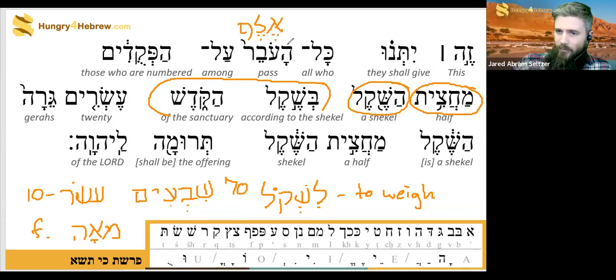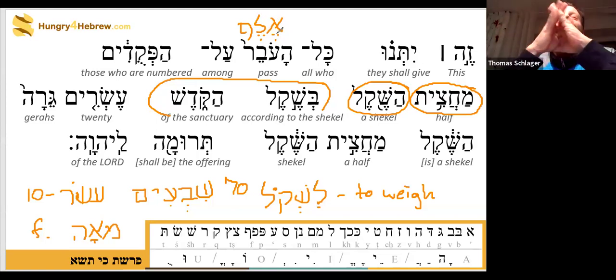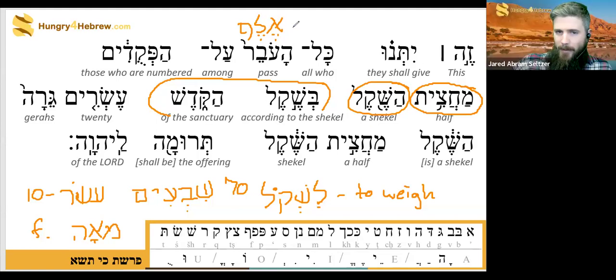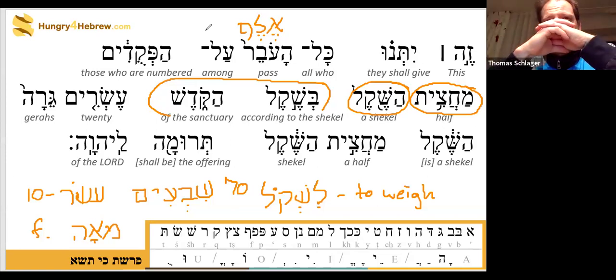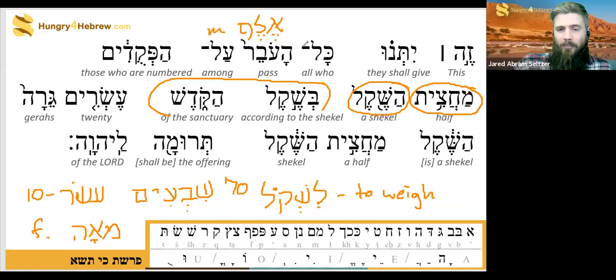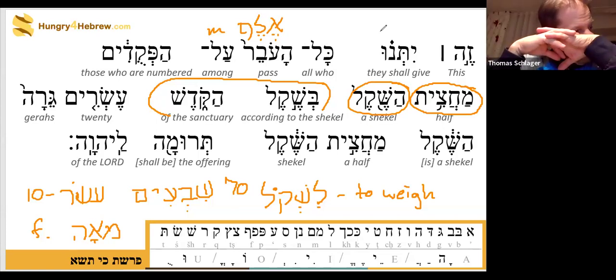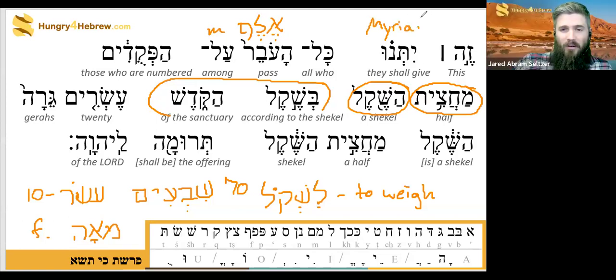Elef. Yeah. Is it masculine or feminine? Masculine. Good. Does anybody know what a myriad is in English? We've seen it before. A myriad is 10,000.